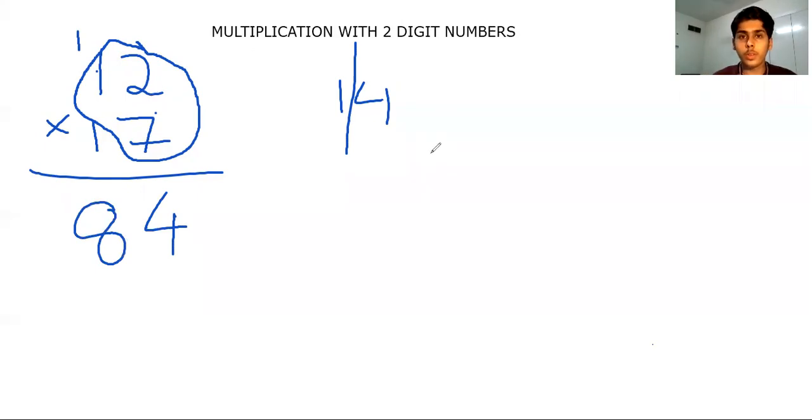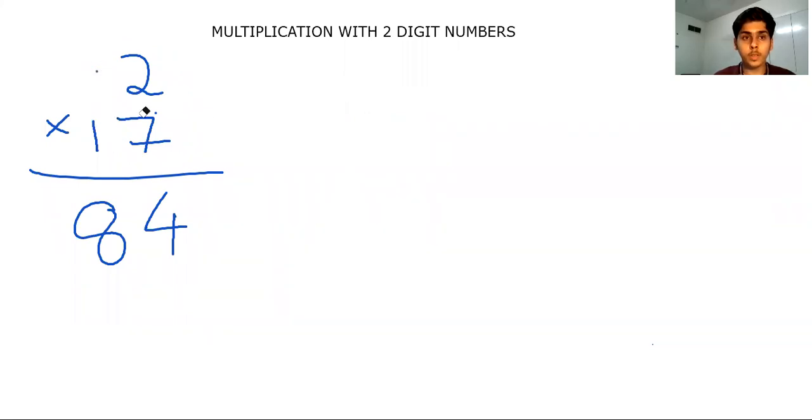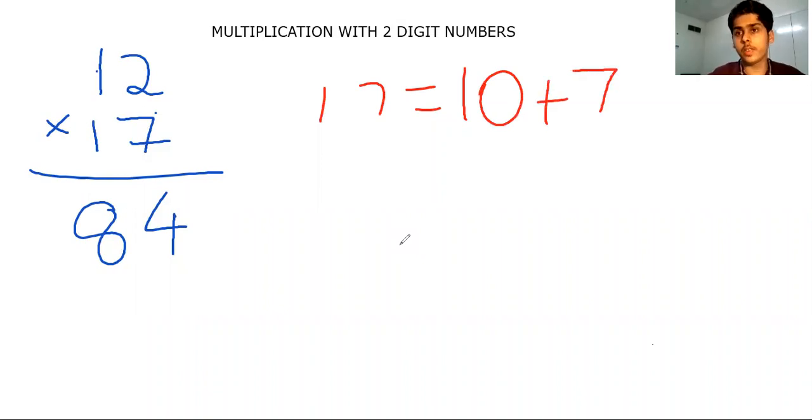Now, when we go to the second part, things don't exactly become tricky, but you must be careful about what you're going to be doing. Why don't we just change the color here so that you will understand this better? Now, what is 17 basically? If we were to write this in expanded form, 17 is the same as 10 plus 7. Now we have finished multiplying with the number 7. We have done 7 times 2 and 7 times 1.